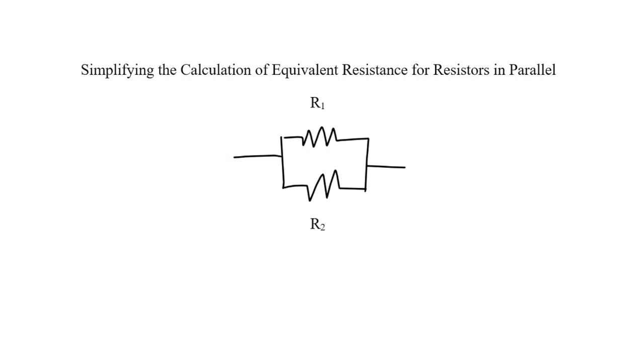So let me show you the actual equation that we will end up with. So here we have Req is equal to R1 times R2 over R1 plus R2. Now Req is equal to the equivalent resistance, and R1 is your first resistance, and then R2 is your second resistance. So I'm going to walk you through the proof of how I got this equation right here.